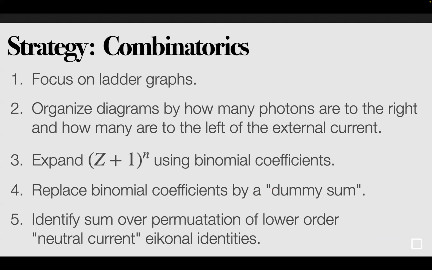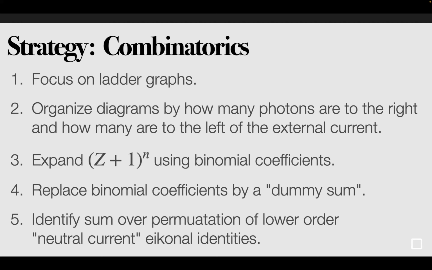Okay, so here's the basic strategy. So a sketch, if you like. So the idea is you focus on ladder graphs. Okay. And then you organize diagrams by how many photons are on the right and how many photons are on the left of the current. Okay. So then what you're going to do is you're just going to expand out factors of ZA and ZB. You're going to write ZB in terms of ZA and just expand things out using the binomial expansion. You know, it's ZB to the n. So you expand that out in terms of capital Z and whatever the residual charge is.